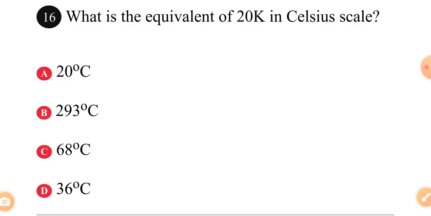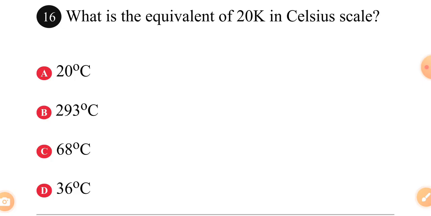What is the equivalent of 20 Kelvin in Celsius scale? You know temperature is measured in Kelvin and also in Celsius. You can say 20 degrees Celsius and there's also measurement in Kelvin. But how do you convert from Kelvin to Celsius? You should remember that when you want to convert to Celsius, you just add 273. In whatever number they give you, you must add 273. Okay, if you are converting from Kelvin to Celsius, add 273.